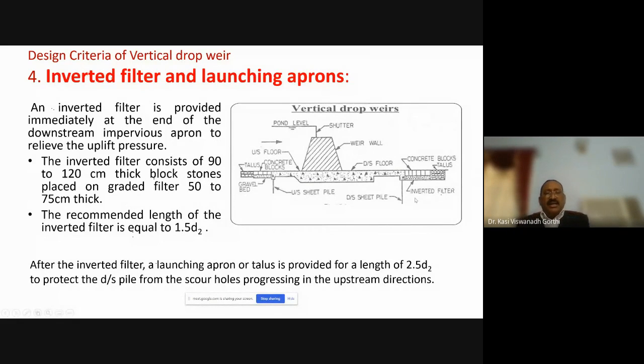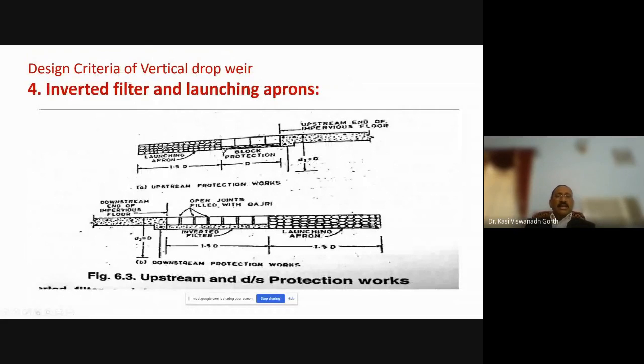After the inverted filter, a launching apron or a talus is provided for a length of about 2.5 times D2. If D2 is known, a talus will be provided to protect the downstream pile from the scour holes progressing in the upstream direction. Big boulders which are placed side by side is the talus. So this is how a talus will be provided both on the upstream side as well as the downstream side. After the inverted filter, a launching apron is provided.